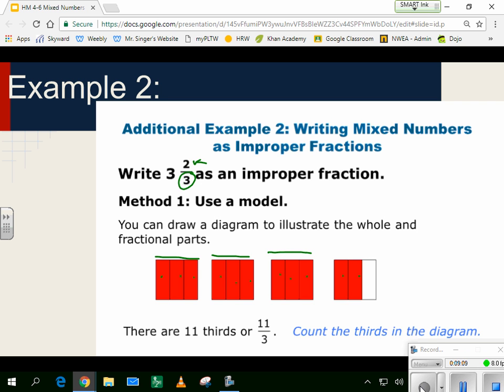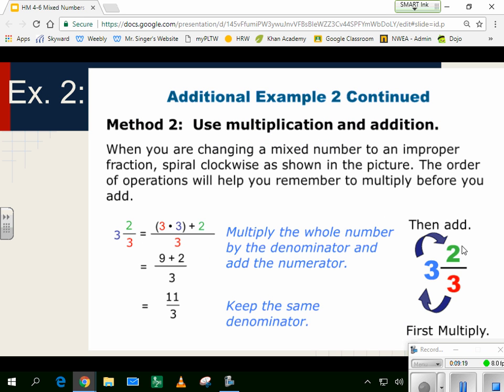That's all hunky-dory, but let me show you how you should be able to do this using math. And you're going to want to write this down because this is the little process to remember how to do it. With the math, multiplication method, what you're doing is you're changing the mixed number to an improper fraction in a spiral clockwise fashion. So here's what you do. You take the whole number and you multiply it by the numerator. Okay? And that will give you a number, a certain number.